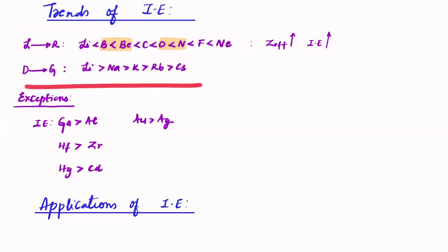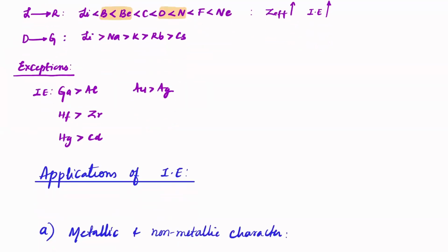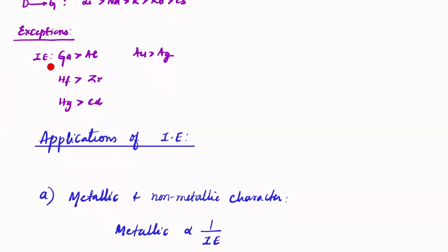Down the group, you will hardly see much change in the trend, except a few groups, like ionization of gallium and aluminium. Then, when it comes to the d block series, you would notice that hafnium and zirconium belong to the same group, but hafnium has more than zirconium. In fact, if you notice, these are third group elements.